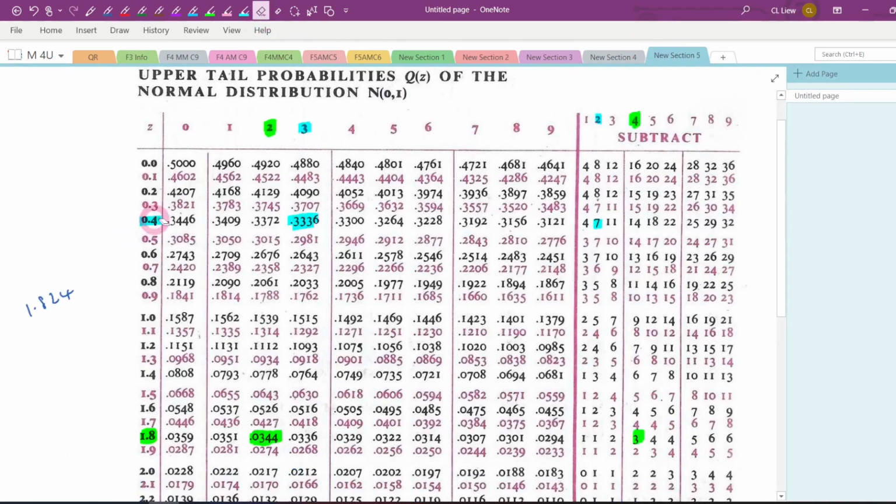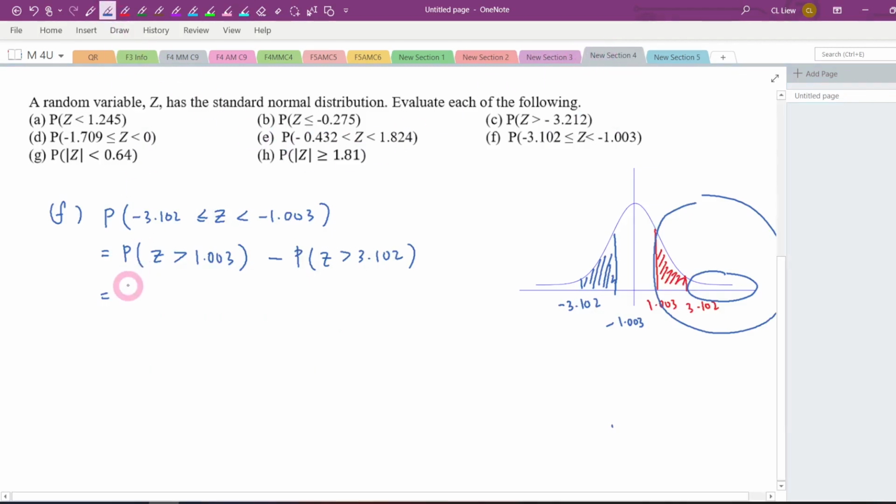1.003. This one I have shown you many times. I think it should be no problem, right? 1.003 is over here. 1587 minus 7, it will be 1580. Don't forget a 0 point. 1580. Okay, how about 3.102?